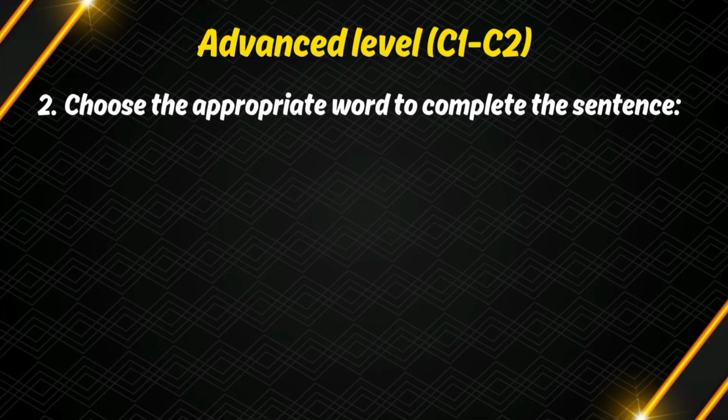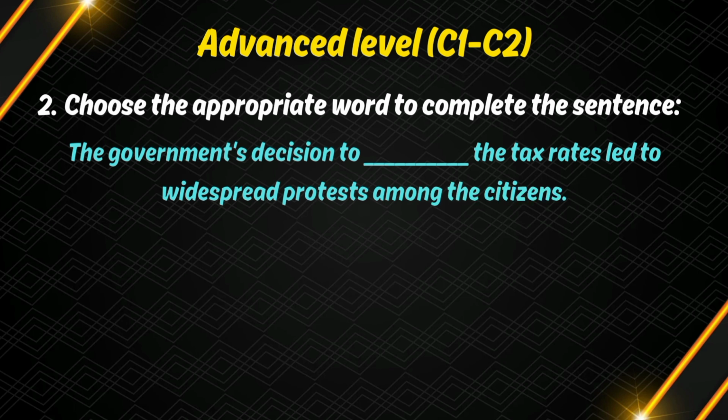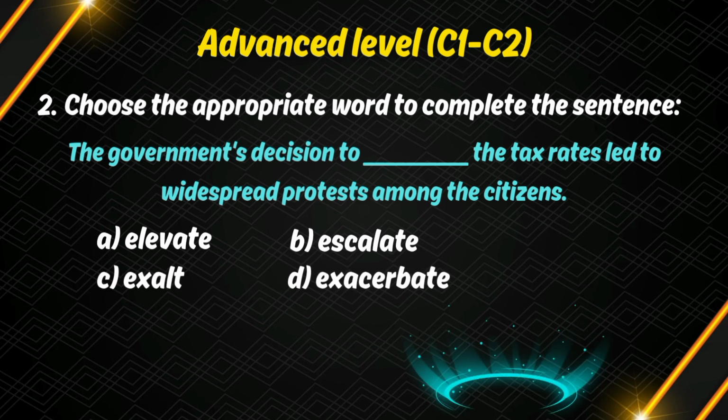2. Choose the appropriate word to complete the sentence. The government's decision to blank the tax rates led to widespread protests among the citizens. A. Elevate. B. Escalate. C. Exalt. D. Exacerbate.